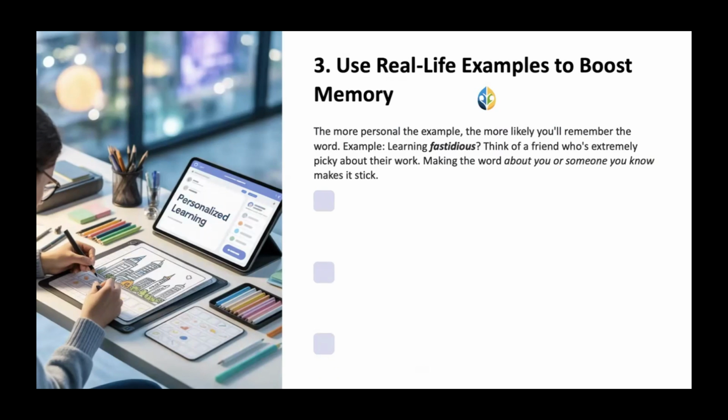Next, use real-life examples to boost memory. The more personal the example, the more likely you'll remember the word. For example, learning the word fastidious. Think of a friend who's extremely picky about their work, or maybe it's you. Making the word about you or someone you know, that makes it stick. It's personal in some way.